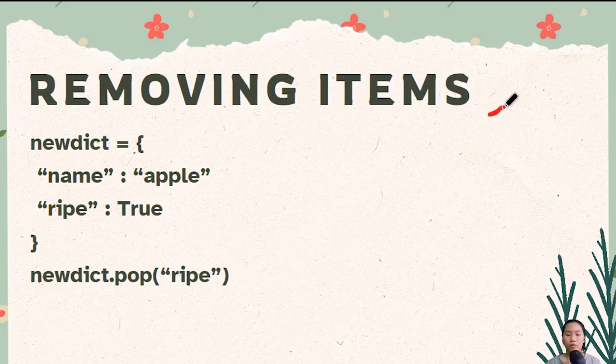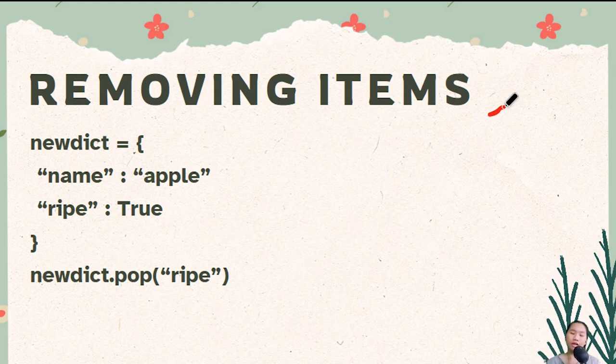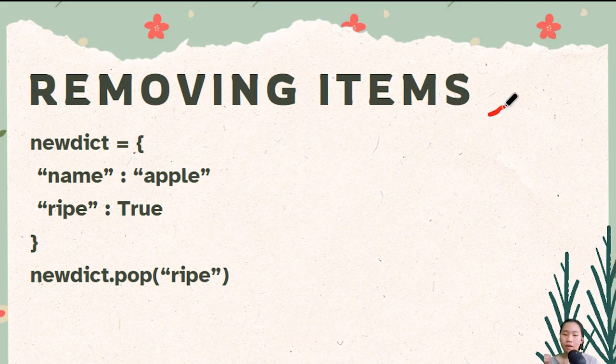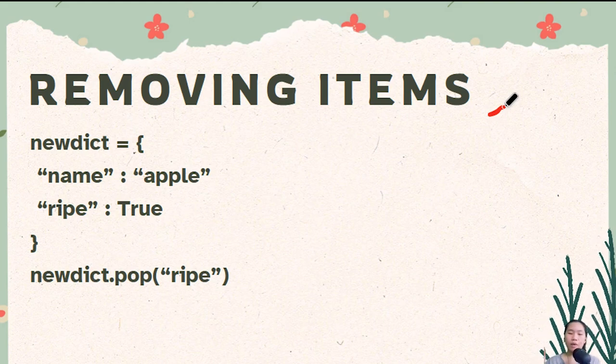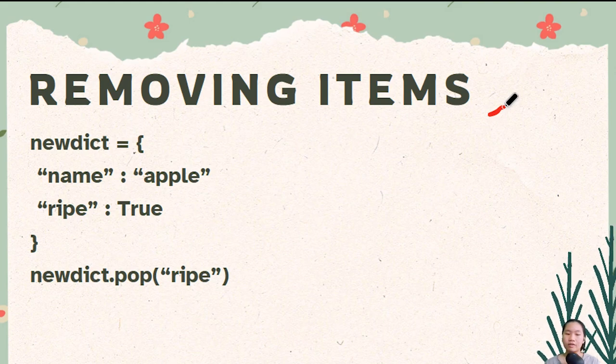Next up, with removing items. Now that we've added items, let's talk about removing items. Okay, this is a method that you've seen before with list, pop. All right, with pop, it removes the key that was passed in as an argument for pop. New dictionary dot pop, parenthesis, double quotes, ripe will be removed, and all you have is name apple for new dictionary.